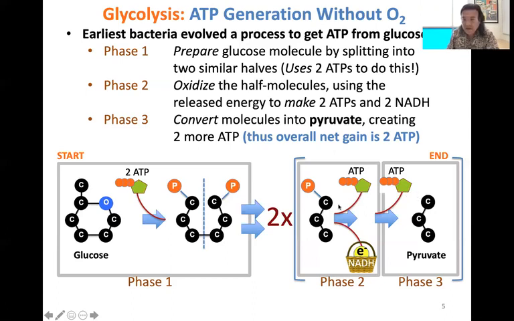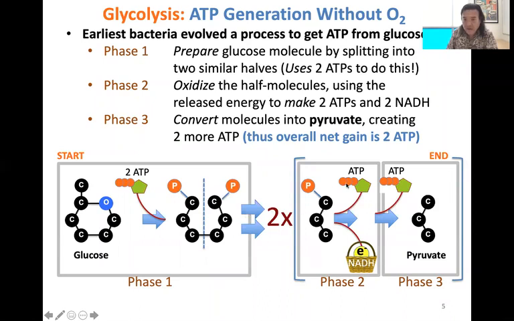Phase 3 then is you take what's left of this 3 carbon molecule and you kind of manipulate it around again through some more oxidation steps to be able to generate another molecule of ATP, right? And then what we end up with at the end is this 3 carbon sort of leftover bit, which is pyruvate. So remember, each one of these phase 2 and phase 3 steps here is being done to each one of the half molecules that come from phase 1. So that's why I put 2 times and this whole thing in a bracket here, right?